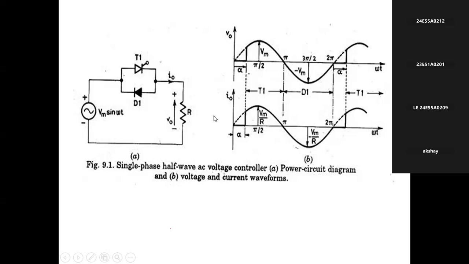Okay. Since the load is a resistance, exactly at alpha we are getting the current also like this. If there is inductance, the current will be delayed. But here there is no delay in the current. Exactly at alpha, the current is rising like this.